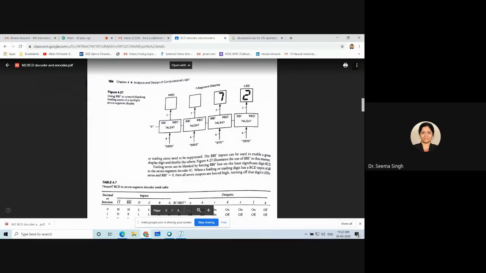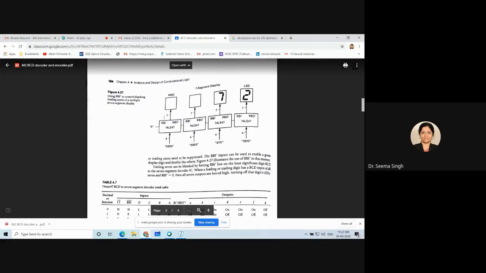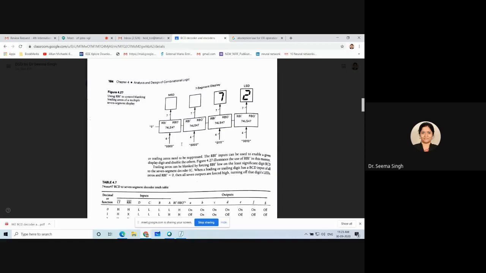So RBI and RBO are all taking care of connecting the adjacent 7-segment displays. Okay, so this is about these two extra inputs here. Okay, anyway, my purpose here was not to connect all this.